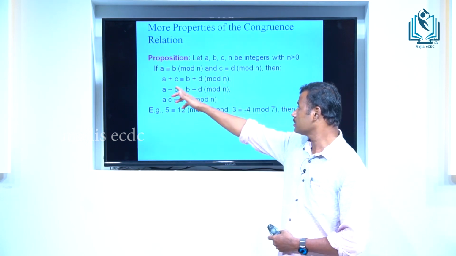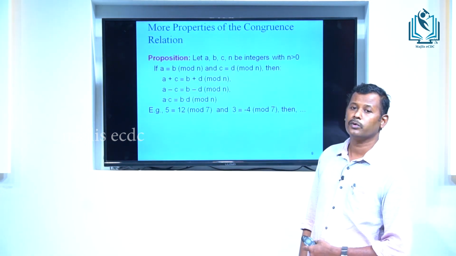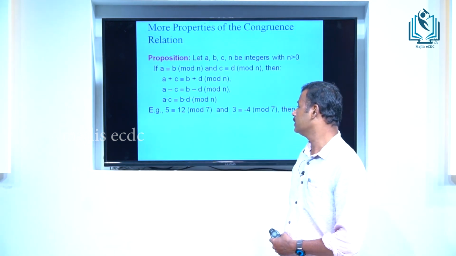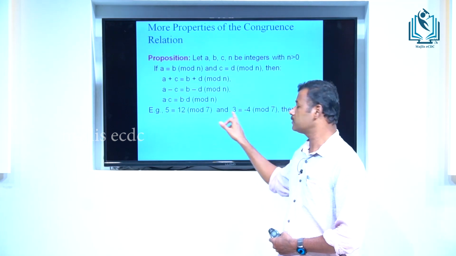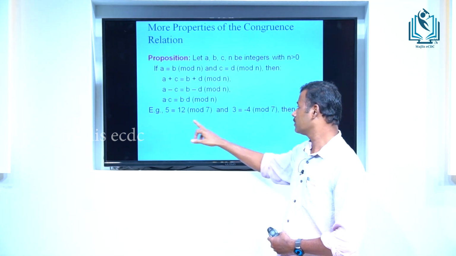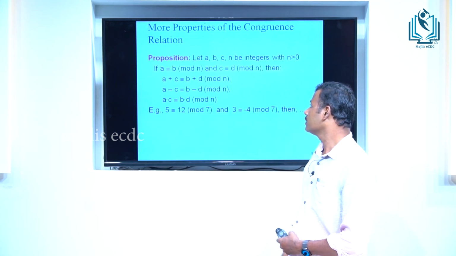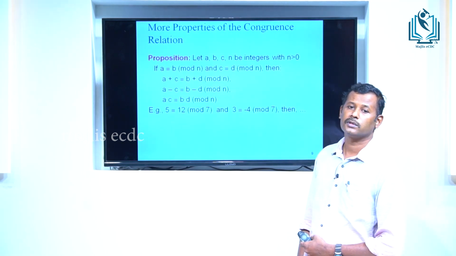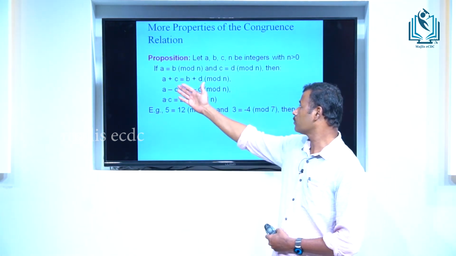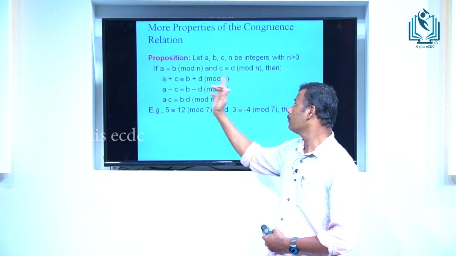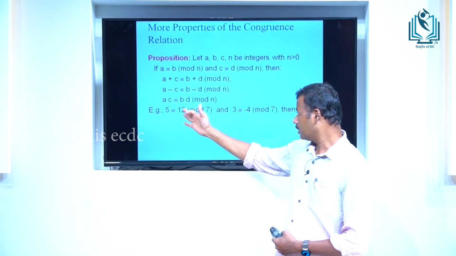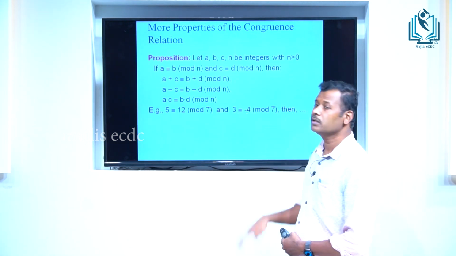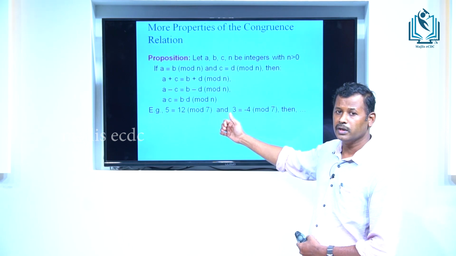Then the first property says that a plus c is congruent to b plus d mod n. What is a plus c? 5 plus 3 equals 8. Next b plus d, that means 12 minus 4, which is also 8. Therefore a plus c is congruent to b plus d mod n. Here 8 is congruent to 8 mod 7.